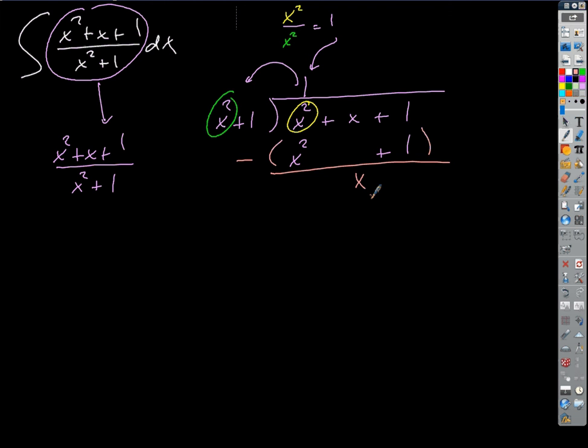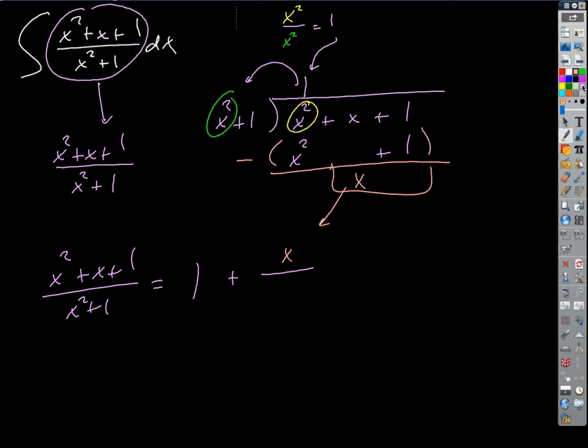Now x squared won't divide evenly into x anymore, and so that's what we call our remainder. Everybody agree? So our answer looks like x squared plus x plus 1 over x squared plus 1 equals 1 plus our remainder of x over x squared plus 1. If you look at the original question, you can just split that into two. Good, you saw that.